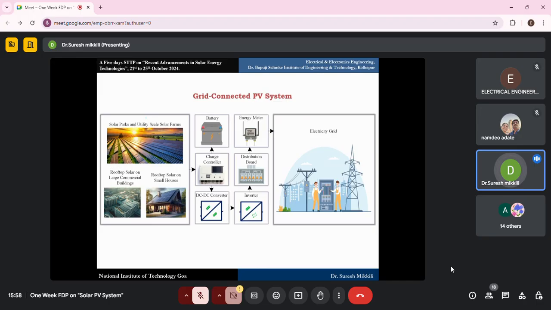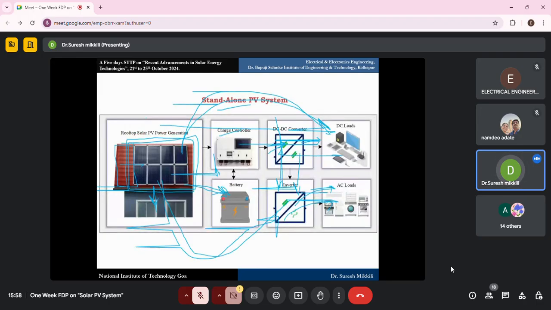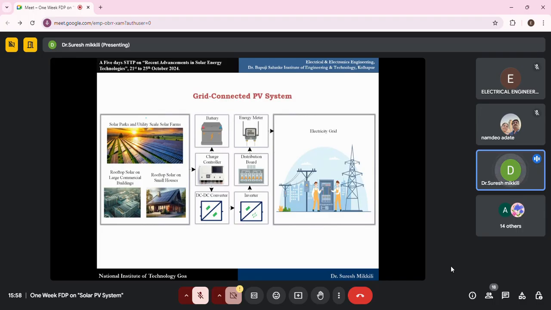When it comes to grid connected PV systems, the difference between standalone and grid connected is that in standalone systems we generate the power and consume the power ourselves only. We are the prosumer and consumer. We are producing the power and consuming it ourselves without connecting to the grid. But here it is not like that.